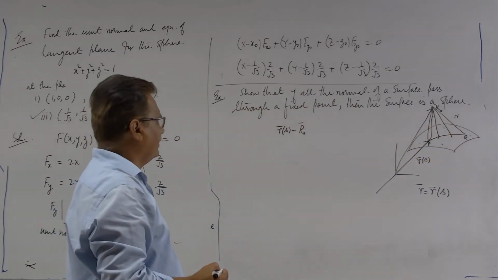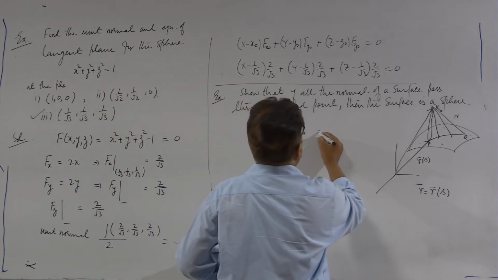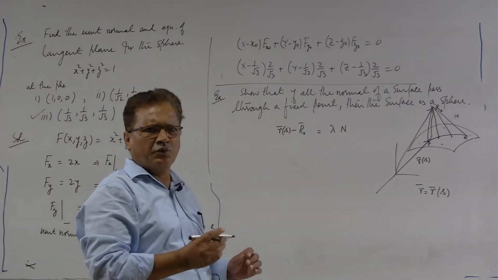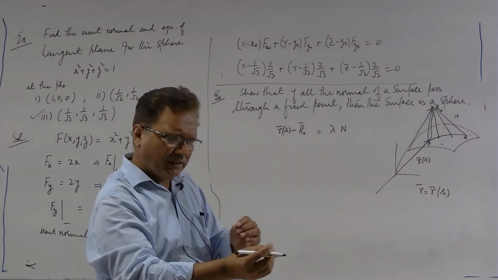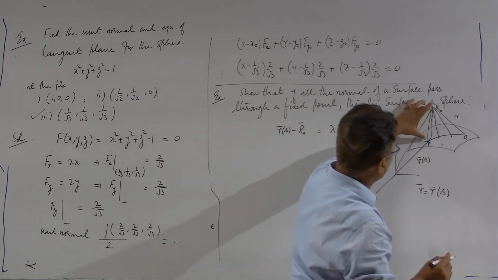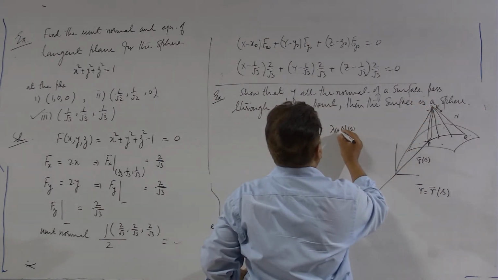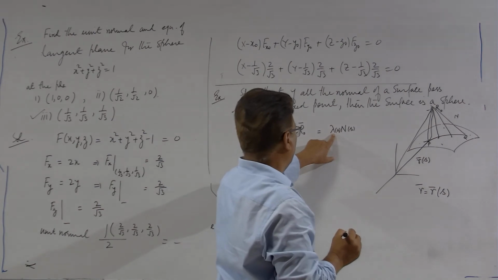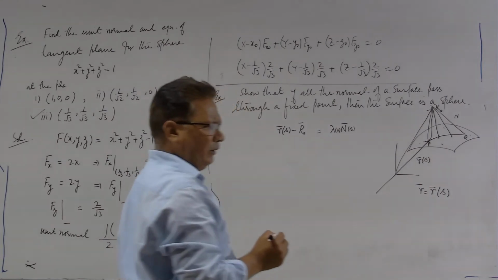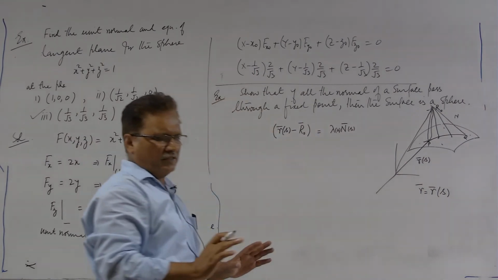Now this is a vector which is along the normal. Its size may be different, so it will be some lambda times the unit normal. Since the unit normal will change from point to point, I will call it Ns, and this distance will also change, the length will change from point to point. So lambda will also be a function of s, but this is a scalar valued function and this is a vector valued function. So n is the unit normal. Okay. So Rs minus R0 is this. So this is the first thing to realize.